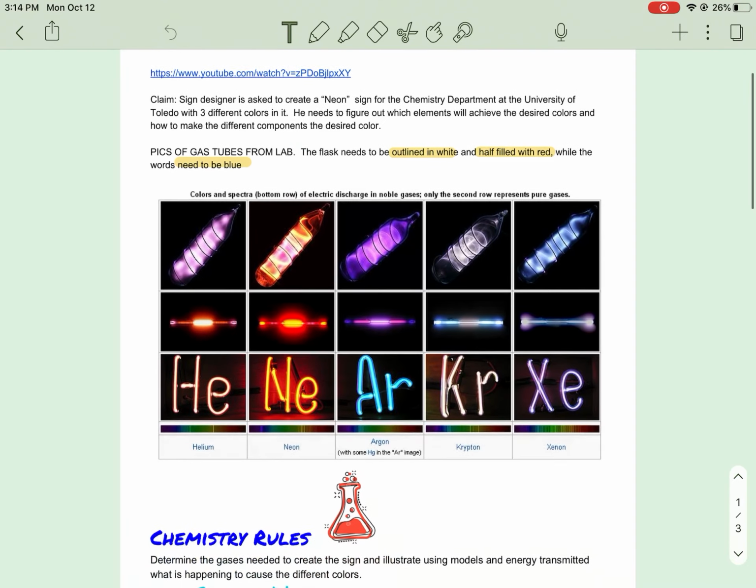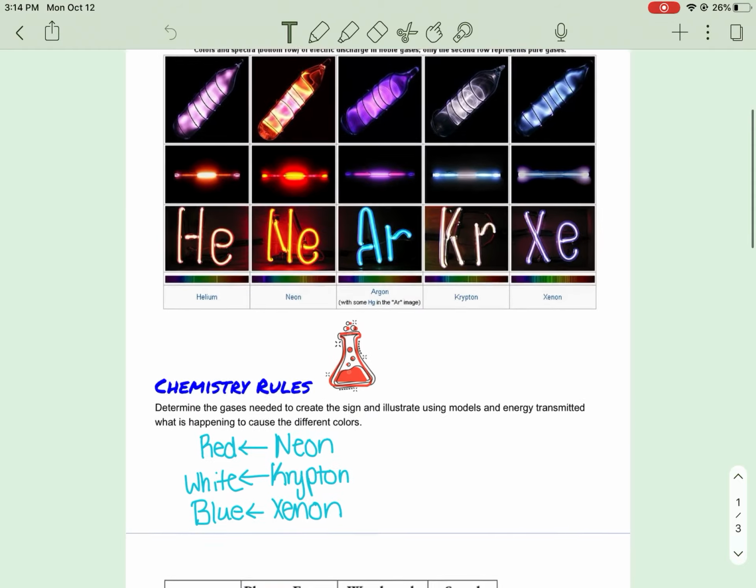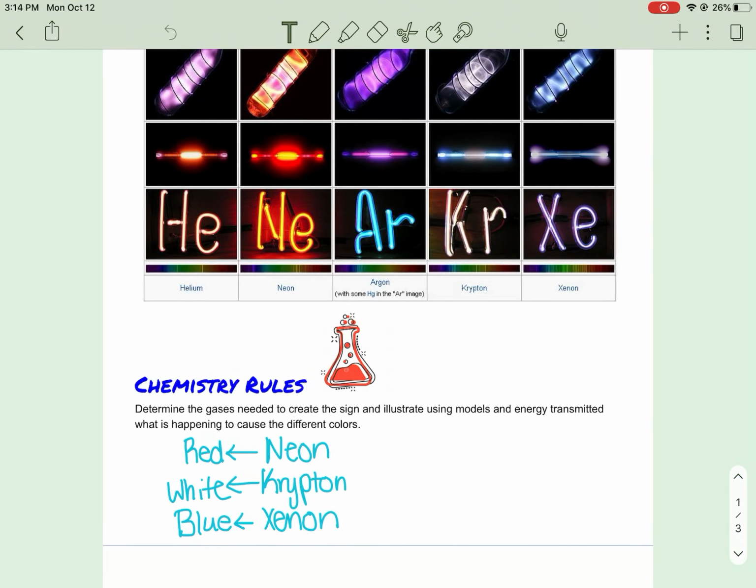So if I look at this, the main one is going to be the red for my beaker, which is going to be made of neon, okay? The white is going to be made from krypton, and the blue is going to be made from xenon, okay? So I did that just by looking at it. For the most part, this was the information that we got correct.